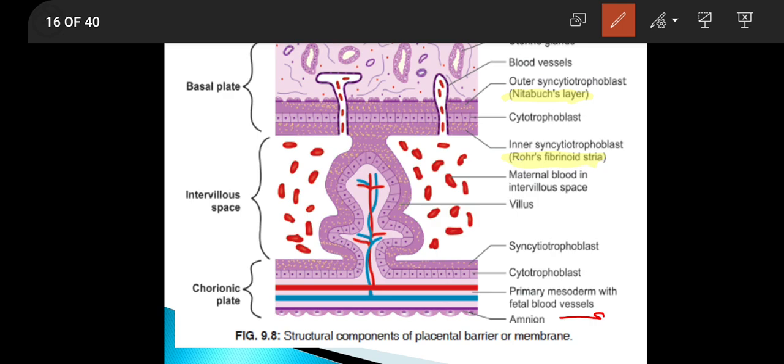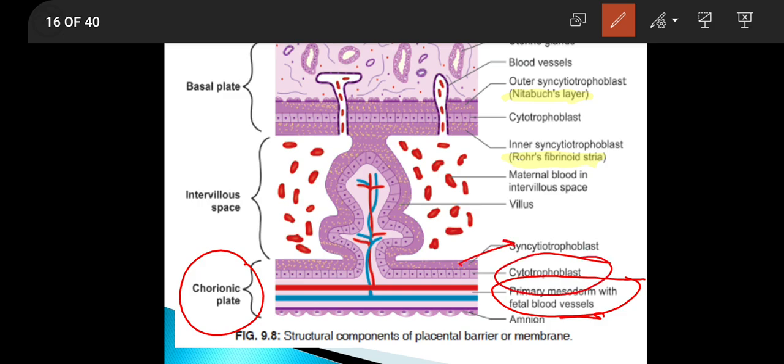innermost layer, the amnion that is forming the fetal part. Then the extraembryonic mesoderm containing fetal blood vessels, then cytotrophoblast and then syncytiotrophoblast, and these all form the chorionic plate. Then comes the intervillous space, which contains the maternal blood, and then comes the basal part or the basal plate, which is formed by the maternal component.